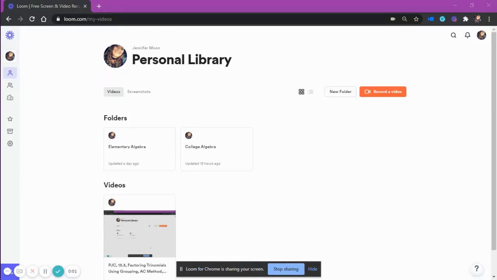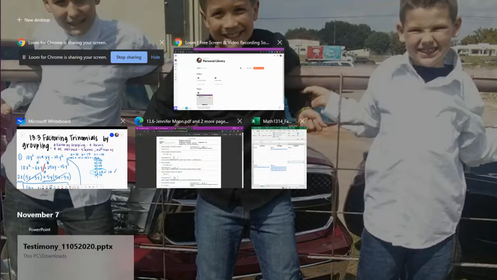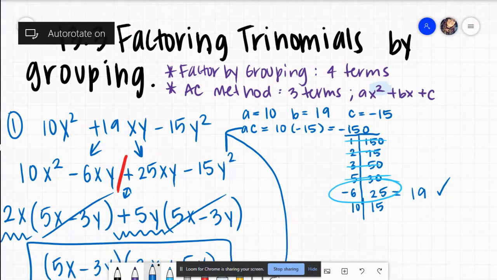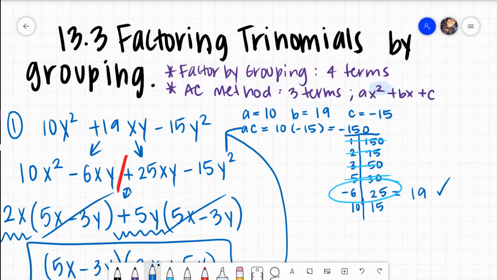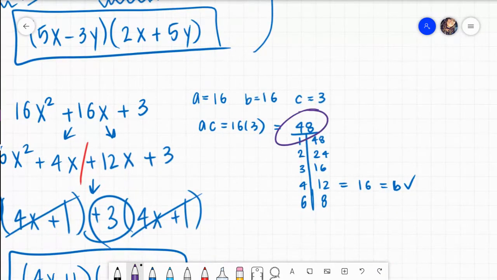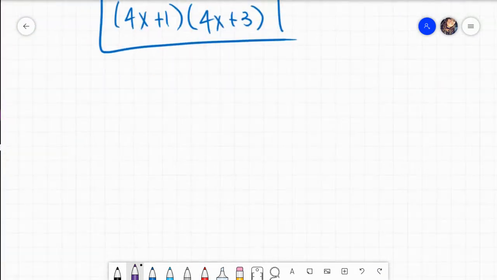Okay, so let me get the whiteboard open and flip my laptop. We're going to do the last two problems that I have for 13.3, which is factoring trinomials by grouping. The difference in this section is that our A times C ends up being larger than what we really used last time.